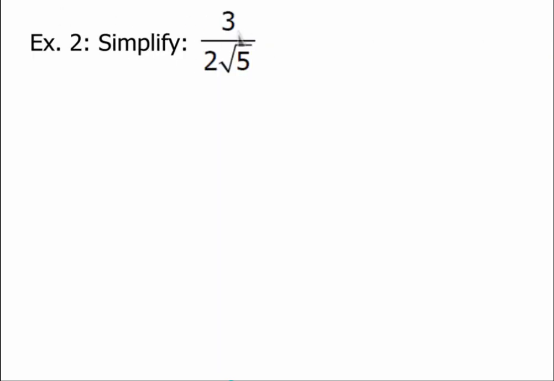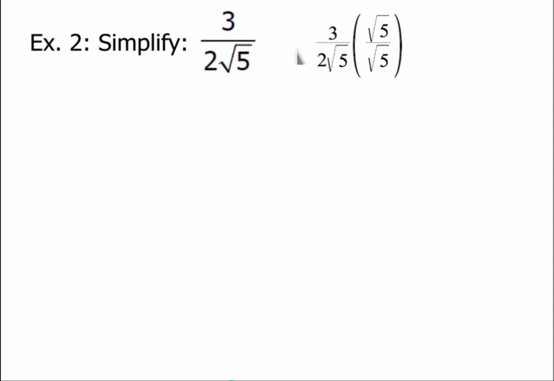So this says to simplify 3 over 2 square root of 5. Now even though there are two numbers in the bottom here, because they're being multiplied together, these are just one term. So this is a monomial denominator. To rationalize a monomial denominator, all we need to do is multiply both the top and the bottom by our radical. So it's going to look like this.